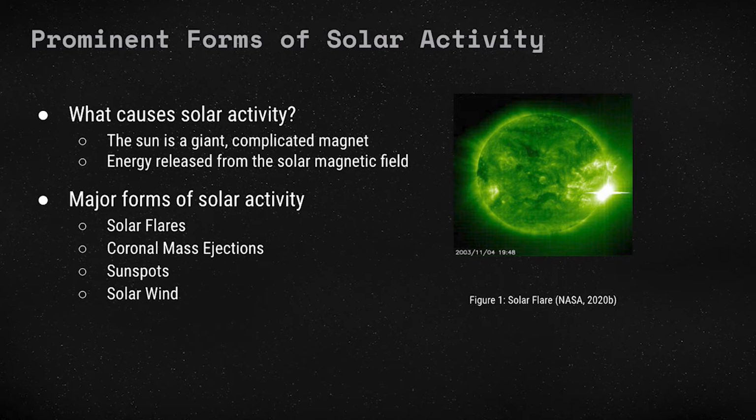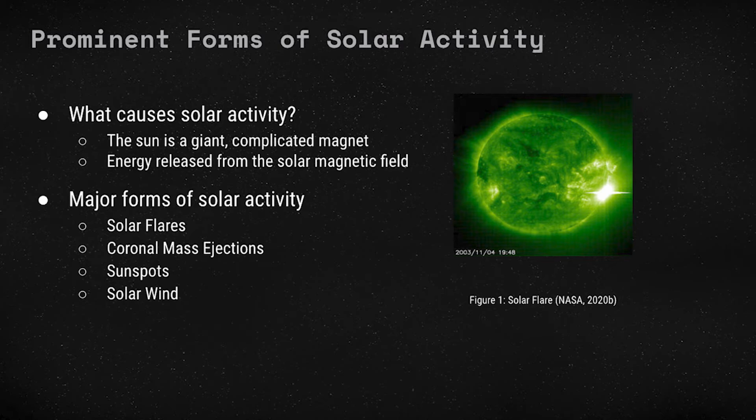This can cause many forms of solar activity, but the ones we are going to discuss are solar flares, coronal mass ejections, sunspots, and solar wind. We are first going to discuss a solar flare. This happens on the surface of the sun, where sudden bursts of radiation cause massive amounts of photons to be ejected into space. Solar flares generally are a catalyst and give way to a coronal mass ejection.